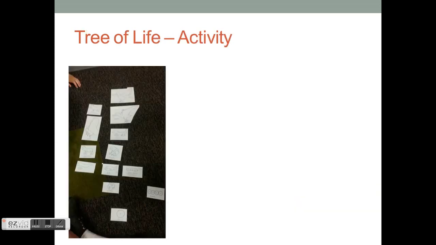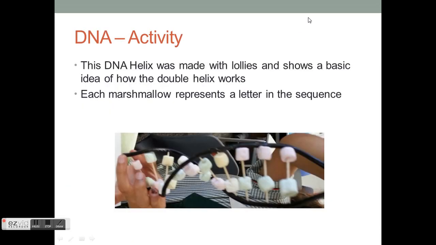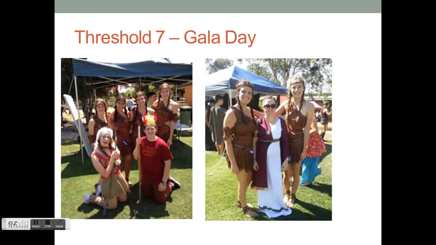The first activity was the tree of life, and it showed that from one cell we have amphibians and mammals and different creatures, and without that one cell we wouldn't be here today. The next activity was a DNA activity, and we got different lollies, and that made up our DNA. It showed different lollies that represented different elements within the DNA helix.